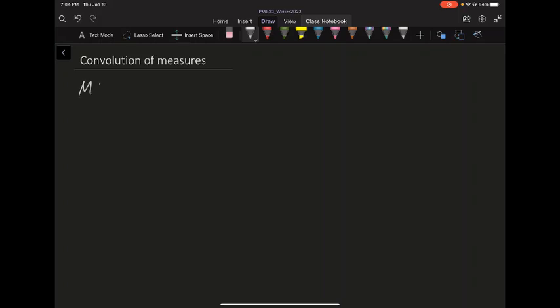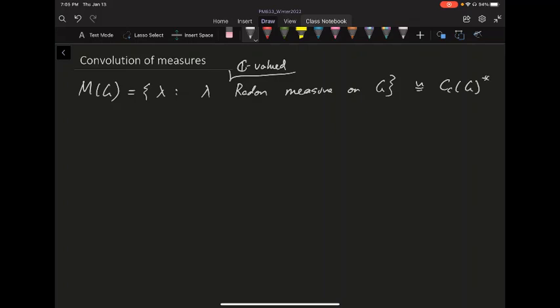So what I mean by measure is that let's use the notation M of G to be all the, I shouldn't use mu, I reserve mu for the left Haar measure. Let's just say all the lambda, where lambda is a Radon measure on this G. All right, so because it's a Radon measure, we know we can treat it as a dual of the compactly supported functions of G. By the way, I should say the complex valued Radon measure. Okay, so we know that this is essentially the dual space of the compactly supported functions of G.